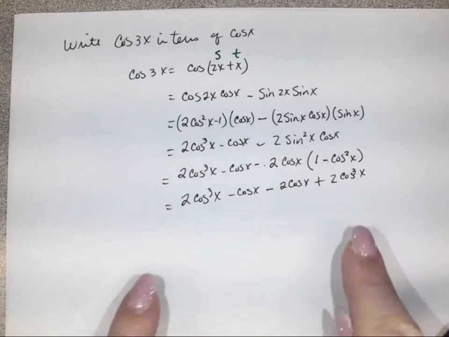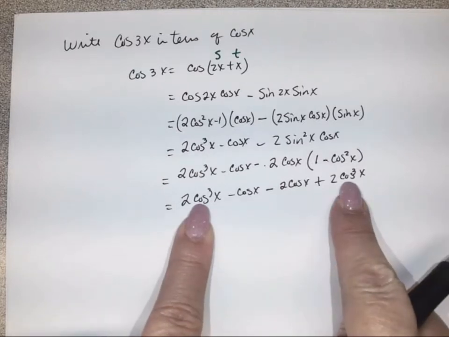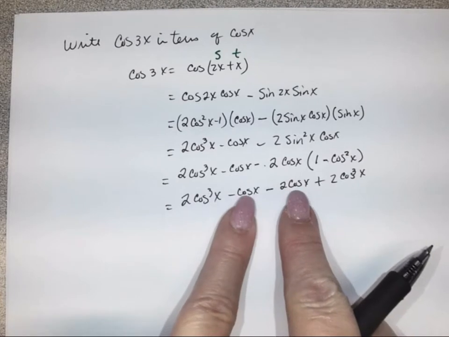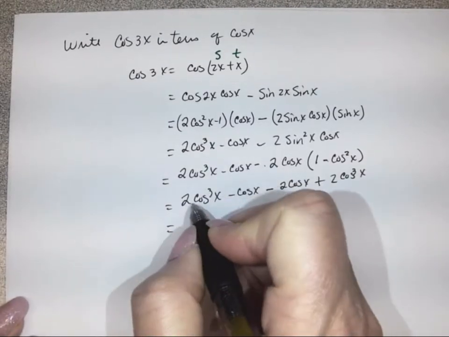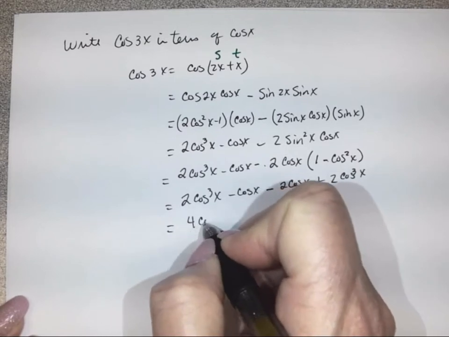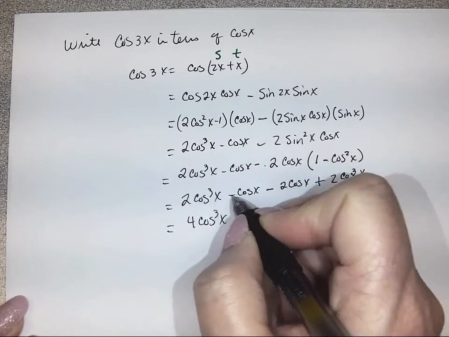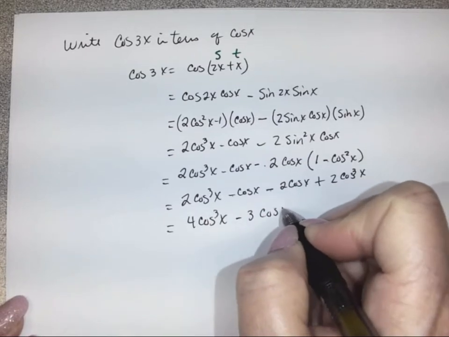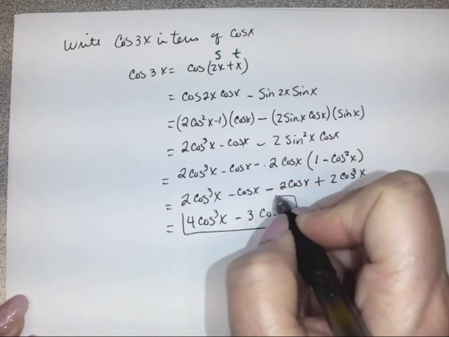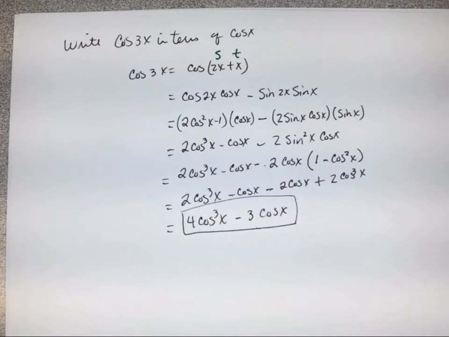So now we have some similar terms. We have 2 cosines cubed, and then we have 2 negatives on our regular cosines. So 2 plus 2 will get us 4 cosine cubed x minus 1 minus 2 will get us minus 3 times the cosine of x. And that's how we can write that in terms of cosine from that triple angle.